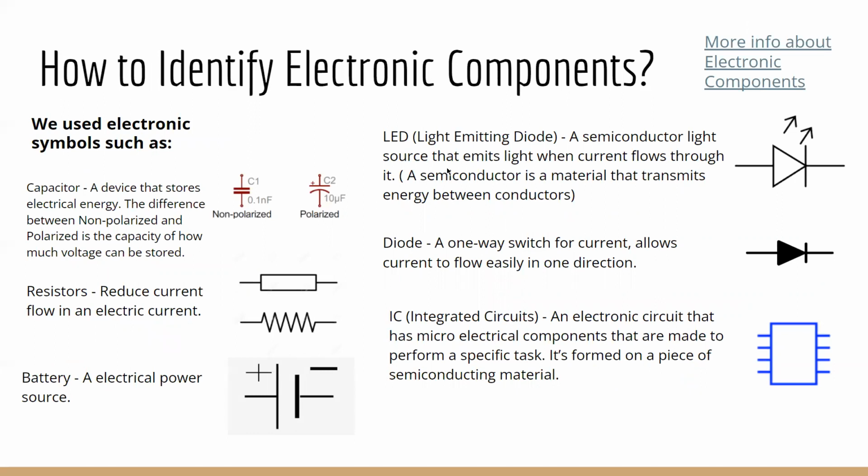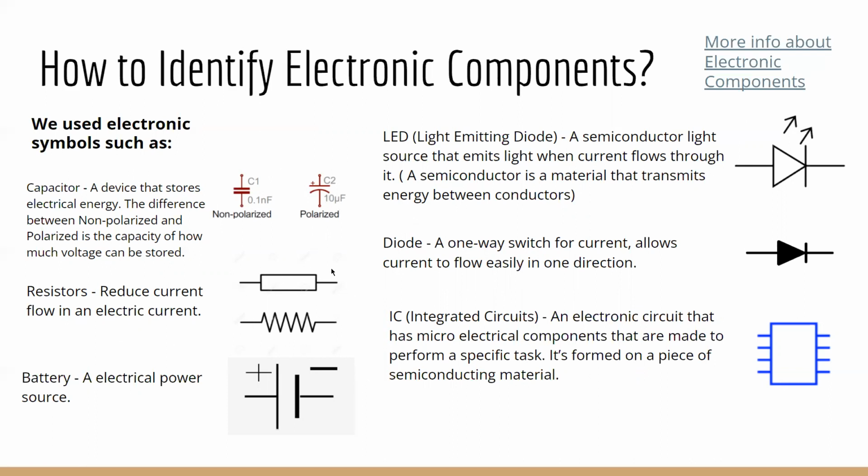So how do we identify electronic components? The ones that you see here are just basic ones that you'll see frequently. There'll be more info on the slideshow, with links that you can click on. Some of the frequent ones that you'll see are capacitors. Capacitors are devices that store electrical energy. Resistors reduce current in an electrical circuit.